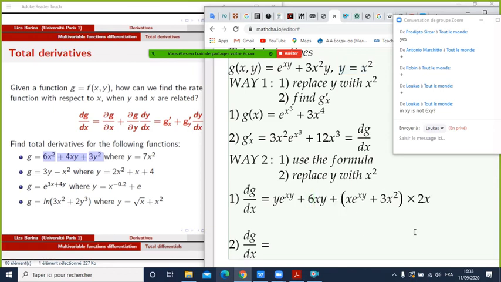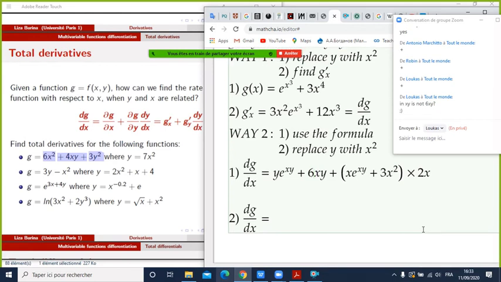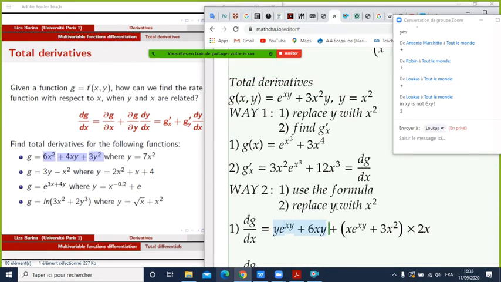Okay, great. So now it has to be clear. So this is the first part, the partial with respect to x of the initial function. This is the partial with respect to y of the initial function. And this is the derivative of y with respect to x, because we were given this part. If we are not given this part, we can do nothing.